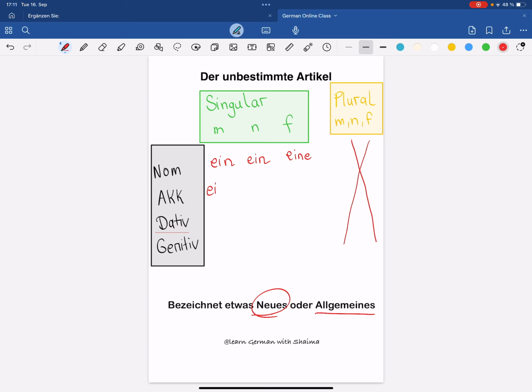Accusative is einen, and then you have once again ein, eine. Dative is einem, and also neutrum is einem, and feminine ist einer. Genitive, all three of them, masculine, feminine, and neutral, ist eines. Eines Tages, I will be doing this or this.